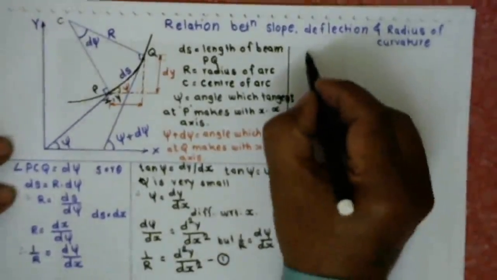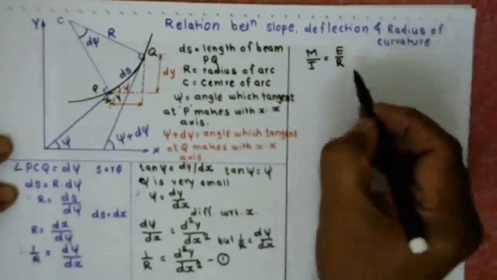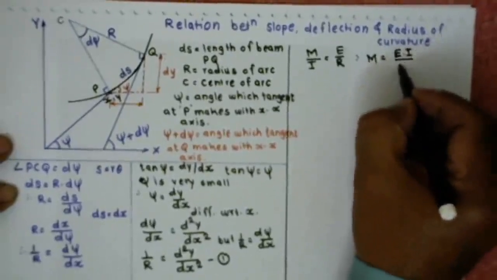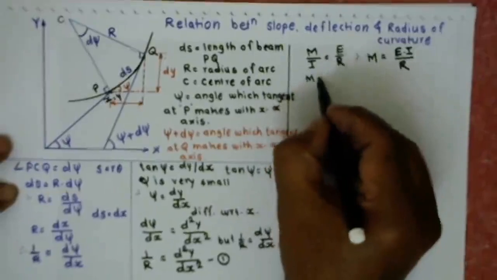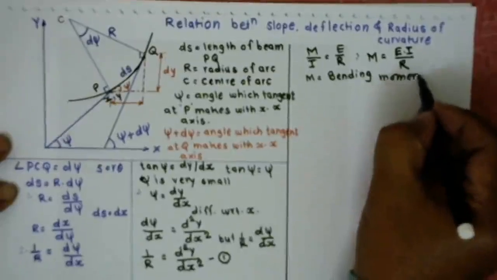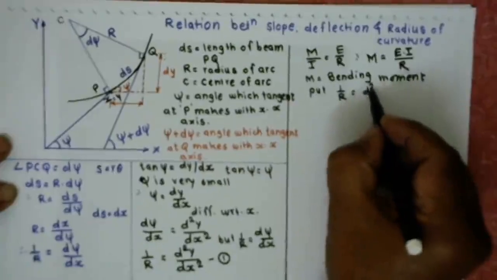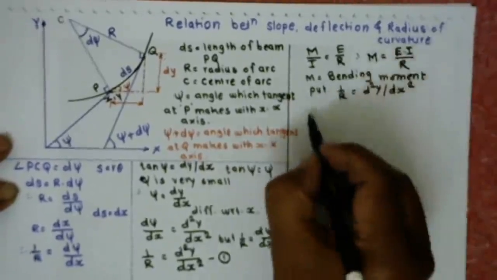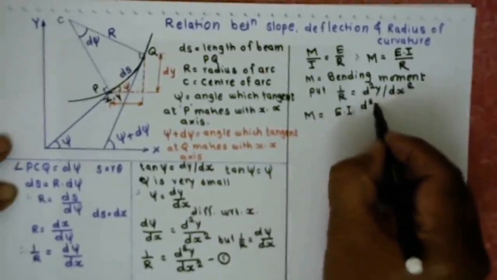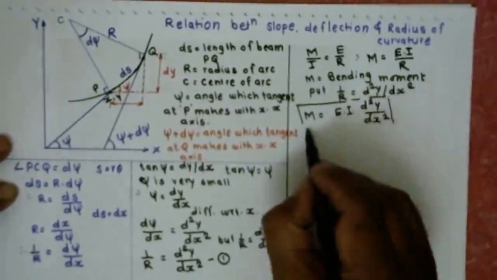Now, according to our flexural equation, M upon I is equal to E upon R. Therefore, bending moment M is equal to E into I upon R, where M is the bending moment. If we put the value of 1 upon r is equal to d square y upon dx square, that equation becomes M is equal to EI into d square y upon dx square. This is the equation for bending moment.